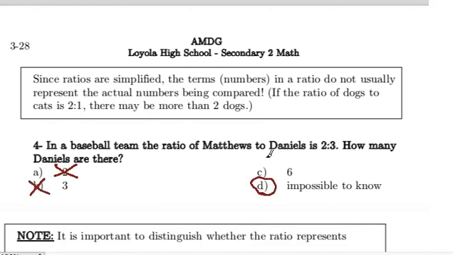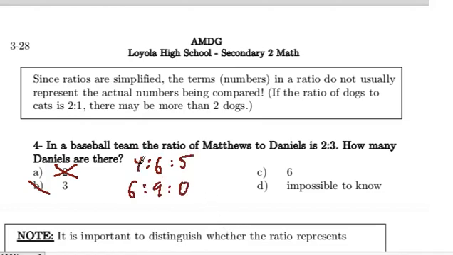Let's say there are 15 guys on the team. Let's say you have 9 people on the field, a bunch of people in the bullpen. If there's 15 total players, it could be that you have 2 Matthews, 3 Daniels, and 10 other guys. This part of the ratio you wouldn't need to show for this question, but I'm just adding it on. 10 other guys who aren't named Matthew or Daniel. Or alternatively, it could be that you have 4 Matthews, 6 Daniels, and 5 other guys. Or it could even be that you have 6 Matthews, 9 Daniels, and no other guys.